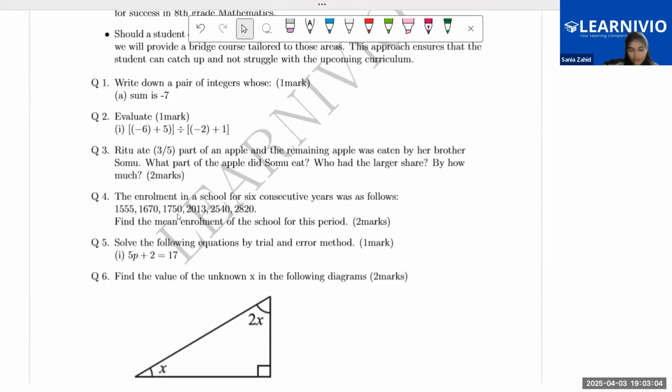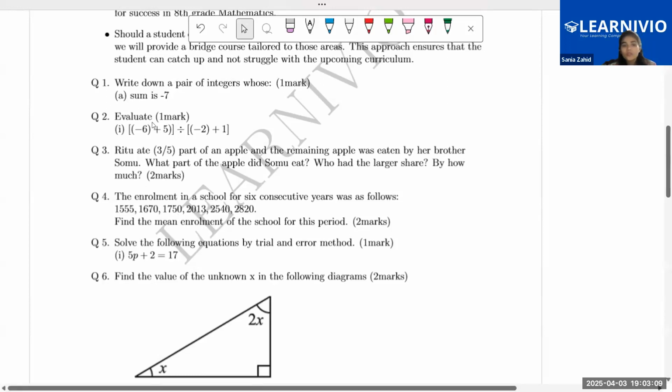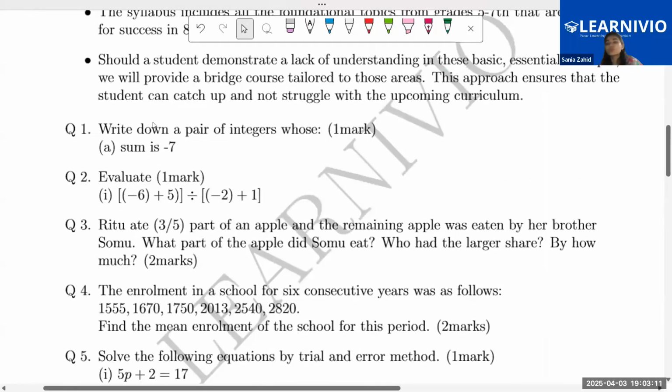Okay. So, Pavan, you have some set of questions over here, and you have to solve these questions. I'll be reading the questions for you. You can take out a pencil and paper if you want, and you can just answer me directly. If you know the answer, just tell me the answer. So, first question is write down a pair of integers whose sum is -7.